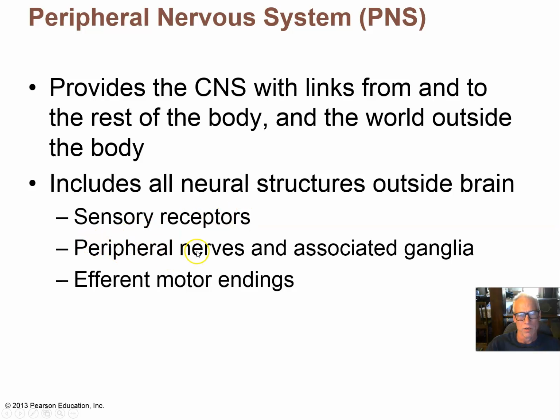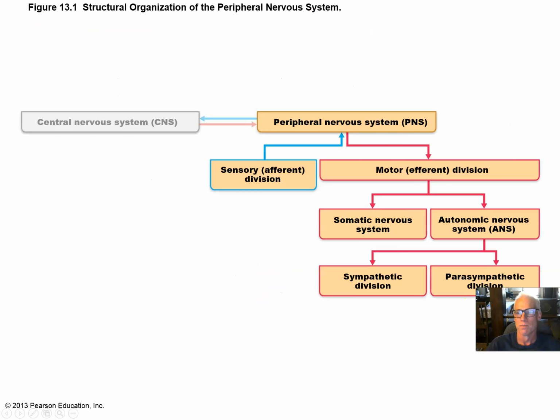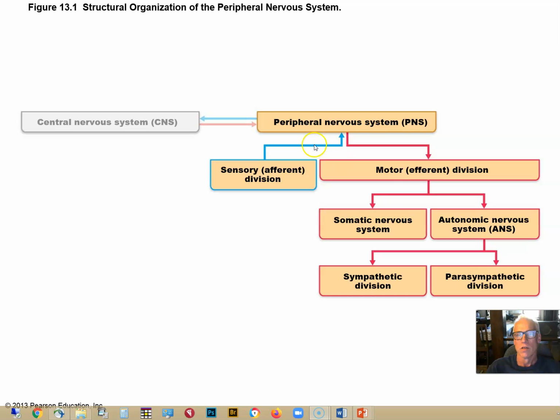The nerves in which the axons of those sensory receptors lie, and the ganglia in which they synapse, and also the efferent pathways and motor endings that carry information out to the rest of the body from the central nervous system. And here's a little schematic diagram of the nervous system we looked at once before.